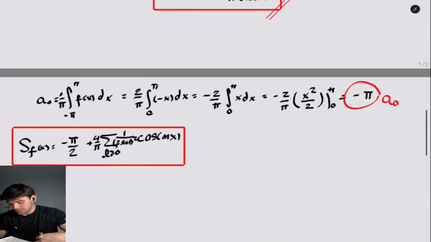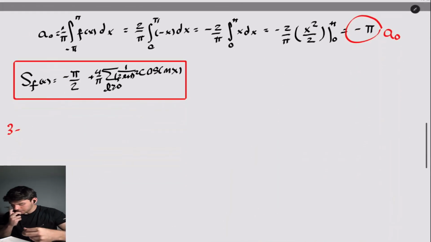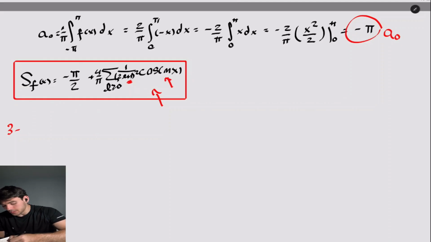So let's come back to what we have. Here we have 1 divided by 2L plus 1 squared. That's exactly the sum that the question is asking for. But here we have a cosine of an x, and we need to make it vanish. So how do we do that?